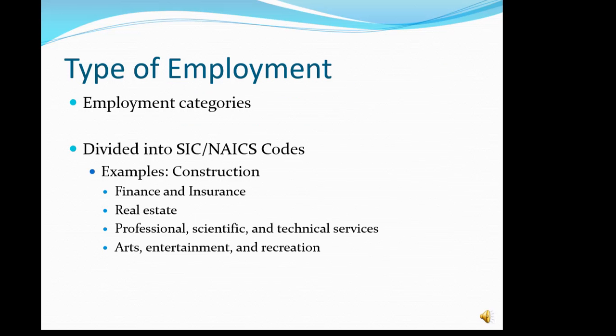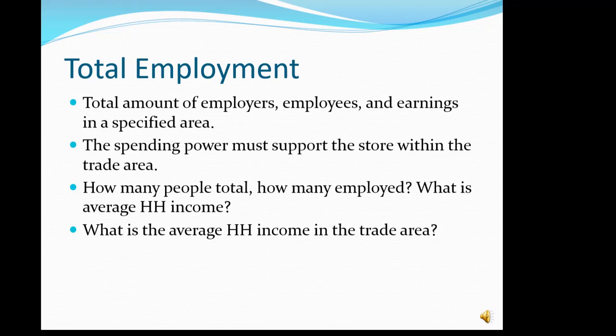So the next item to look at is the type of employment. You can find the employment categories through the Department of Labor, and they're divided into what they call SIC or NAICS codes. For example, something you want to look for is construction, and then that can be broken down into finance and insurance, real estate. There's also a different category called professional, scientific, and technical services and such.